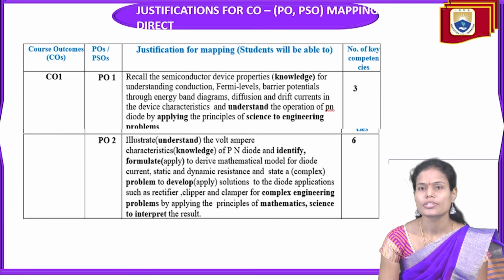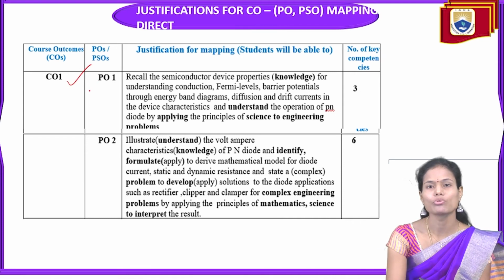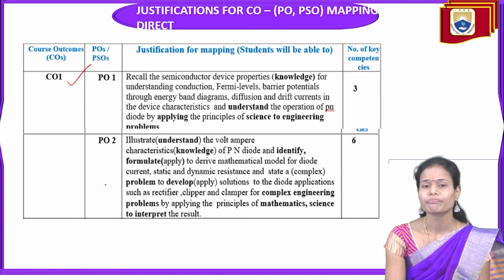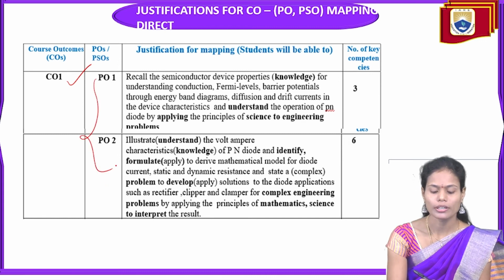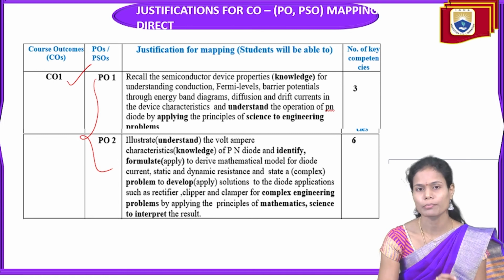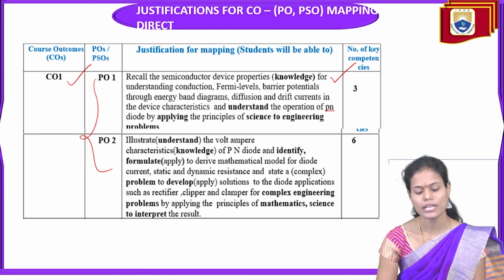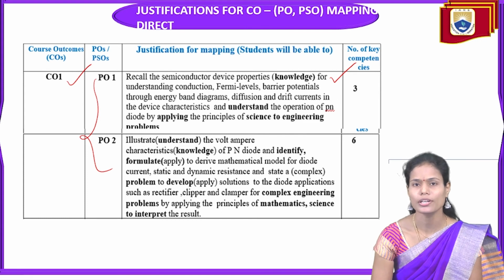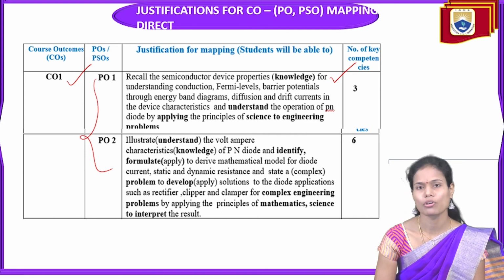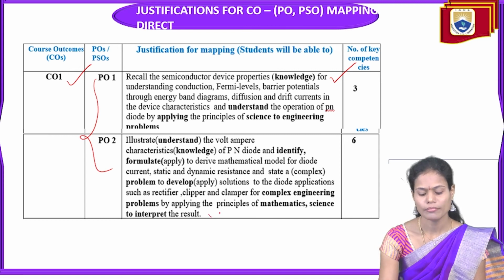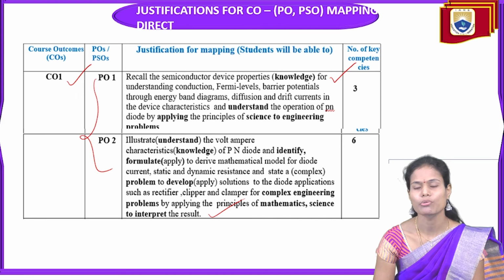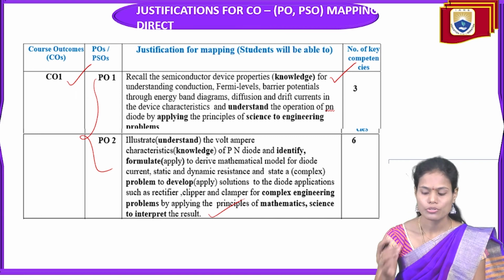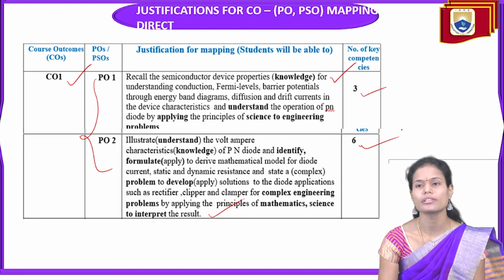And next, the justification for CO to PO PSO mapping, how we are mapping here. For each and every CO, we have to give how many POs or PSOs are mapping, and we have to indicate why we are mapping that particular PO to that corresponding CO. We need to write the justification here. So for CO1, I have applied PO1 as well as PO2. Why? Because PO1 relates to engineering knowledge. In order to understand the basic concepts, we require engineering knowledge. And the second is for understanding the characteristics of diodes and transistors. So the key competencies 3 and 6 we are utilizing for CO1.